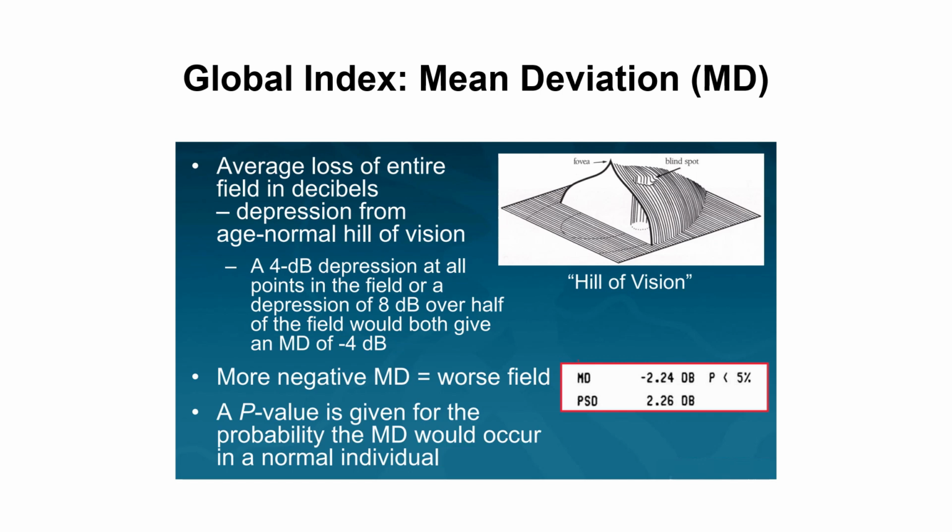The most important point, this one: the more negative the MD, the worse the field. So if you see minus 10, it's not like minus 1 decibel. And the p-value is the probability that this MD would occur in normal individuals. So this MD, for example, can happen in less than 5% of normal individuals. And if you see 1%, it means that this mean deviation can happen in less than 1% of the normal population. So 99% of the time, this MD is an abnormal result.